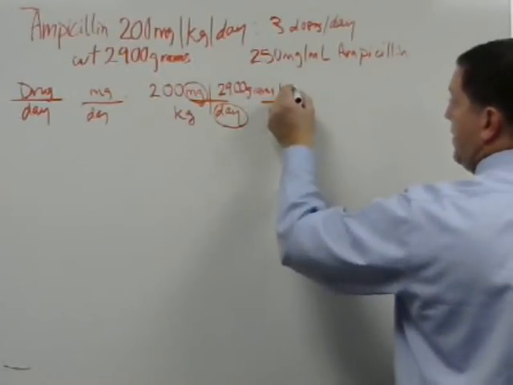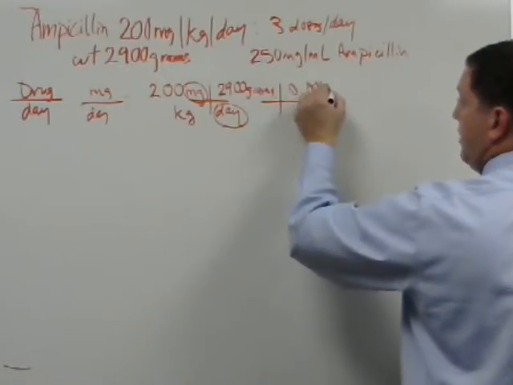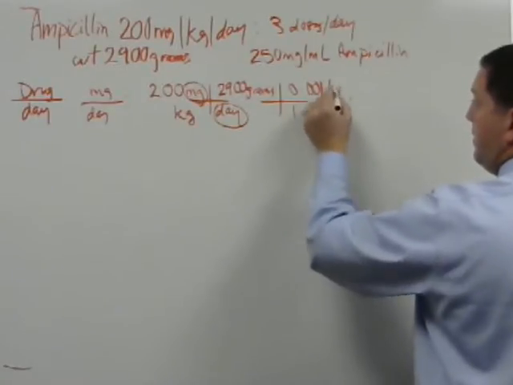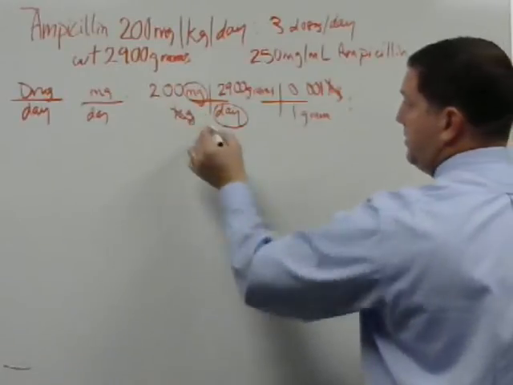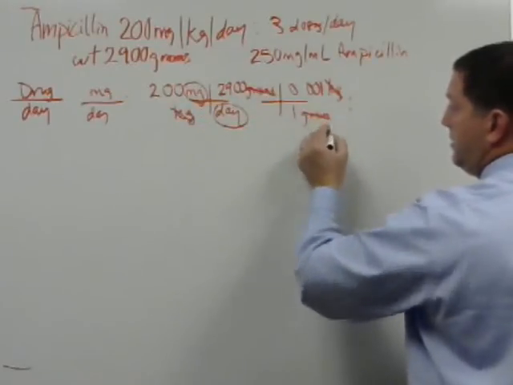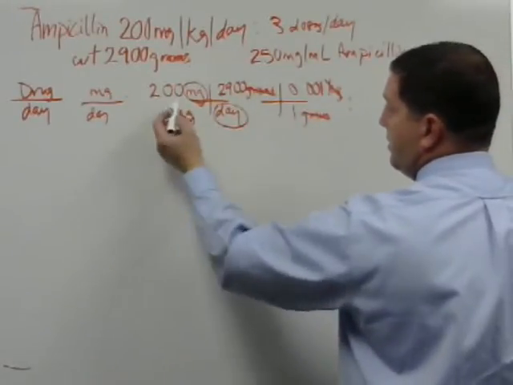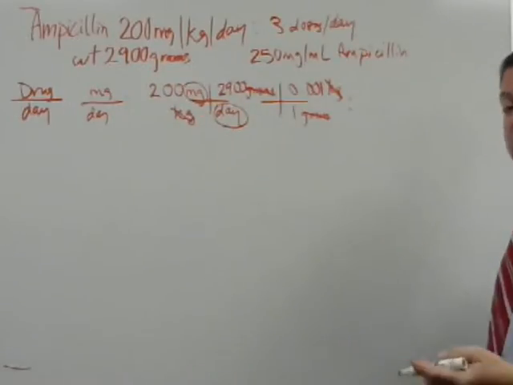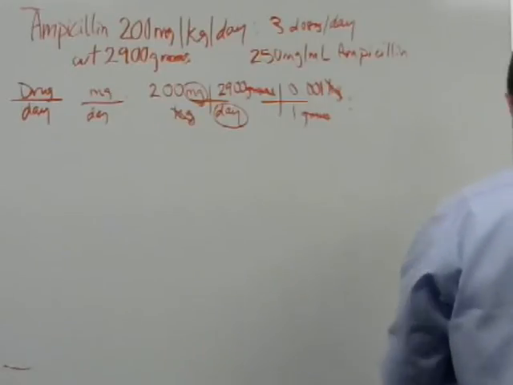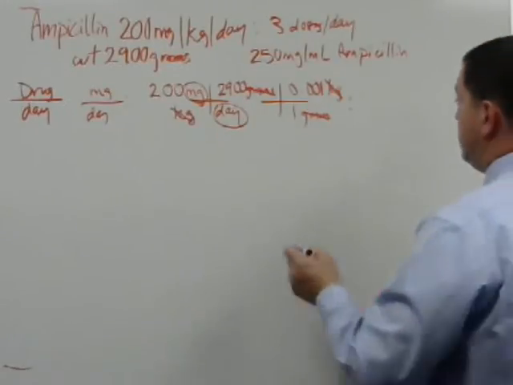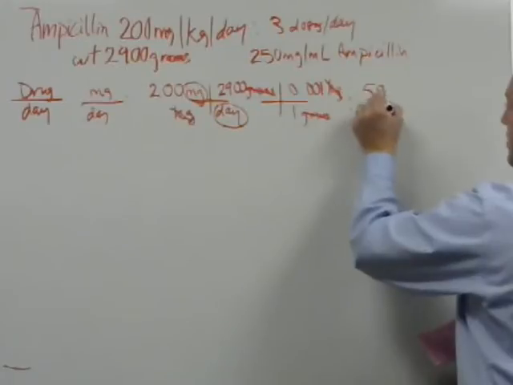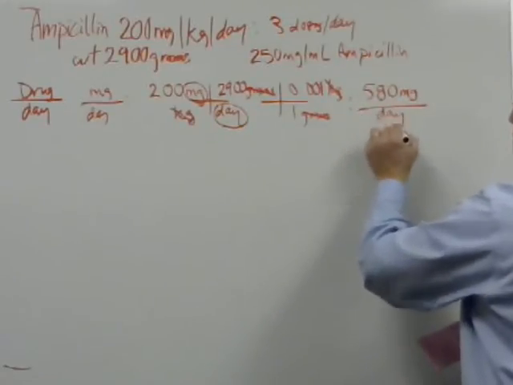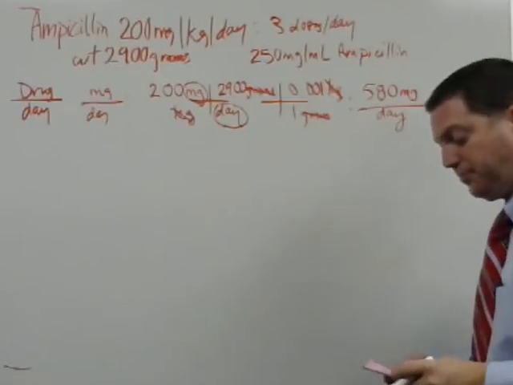So I realize that 0.001 kilograms equals 1 gram. Now I can eliminate the kilograms, and I can eliminate the grams, and I'm only left with what I'm looking for, the identifiers of milligrams per day. At this point I can solve the equation, and my super quick brain says I have 580 milligrams is what this patient will receive per day.